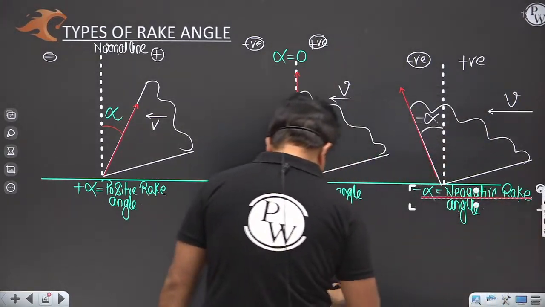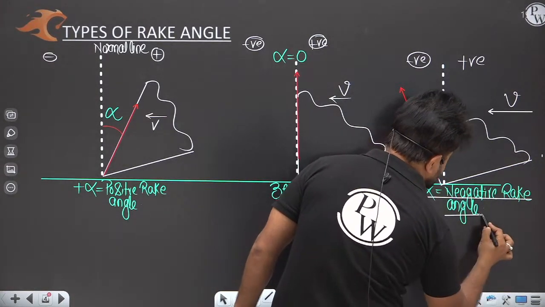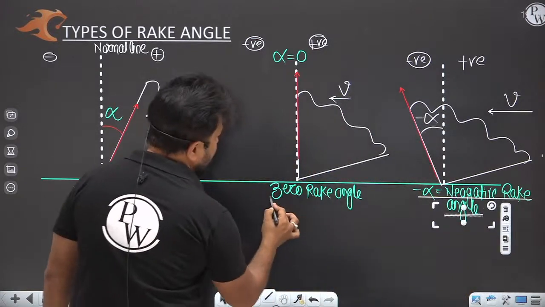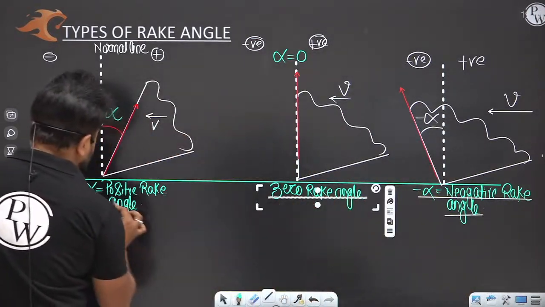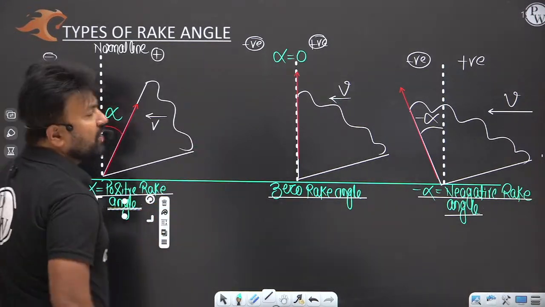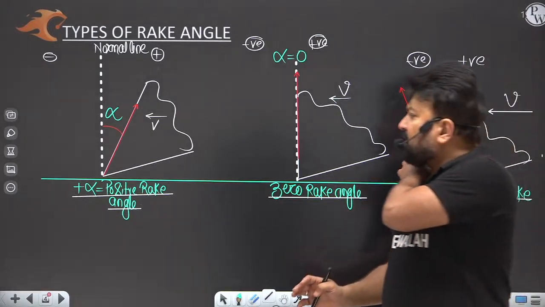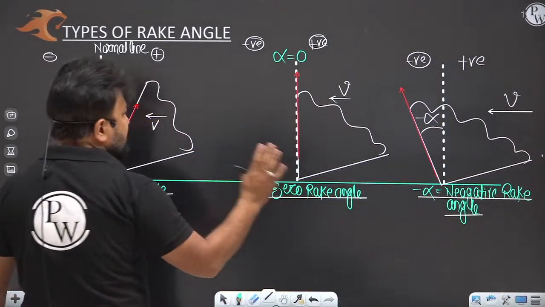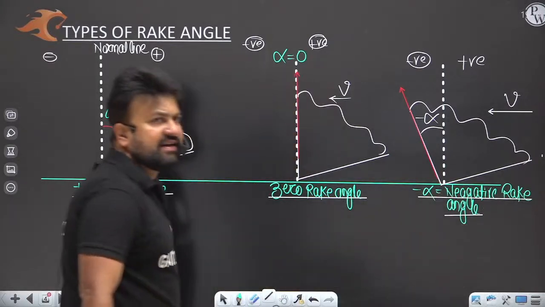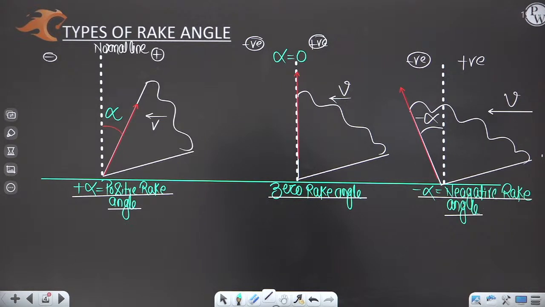This is what? Negative rake angle. Is that point clear? Is that positive rake angle, negative rake angle, the concept of positive rake angle? Good evening to all. The concept of positive rake angle, zero rake angle, and negative rake angle is clear? Yes or no? Let me know.